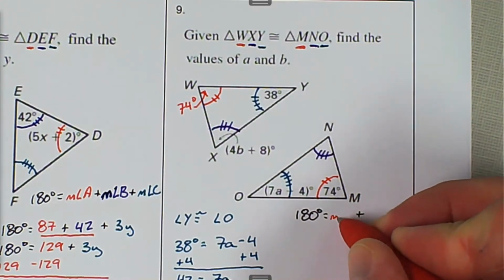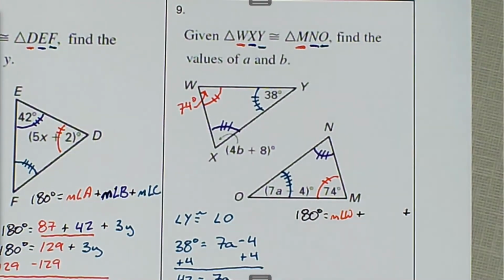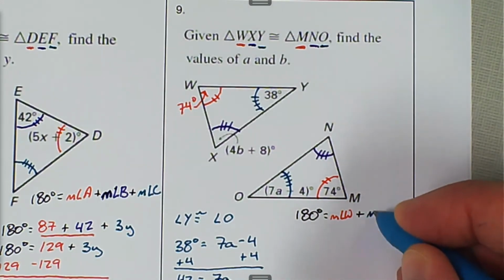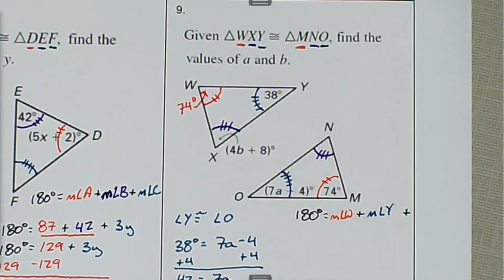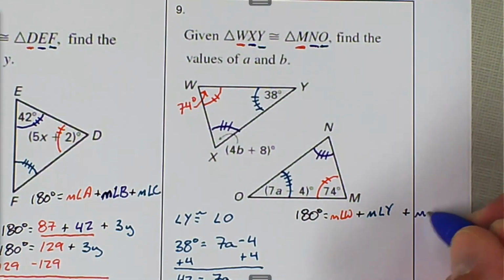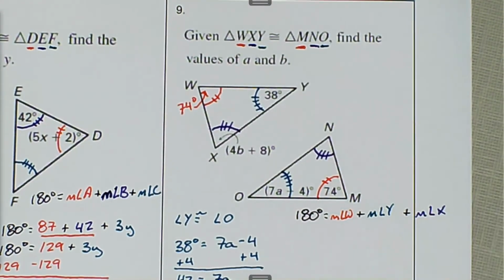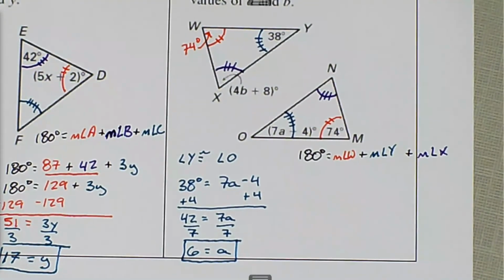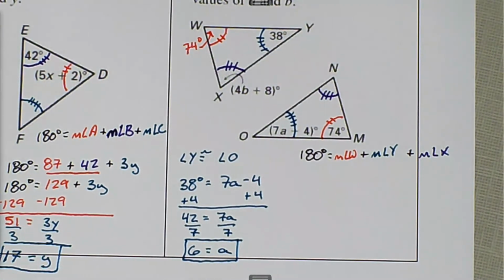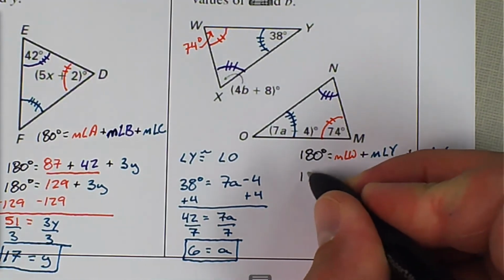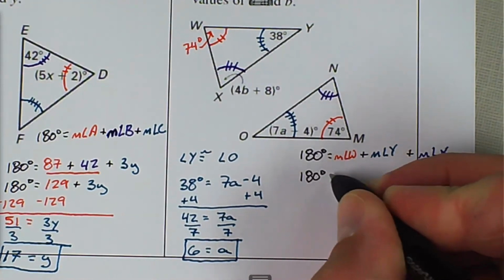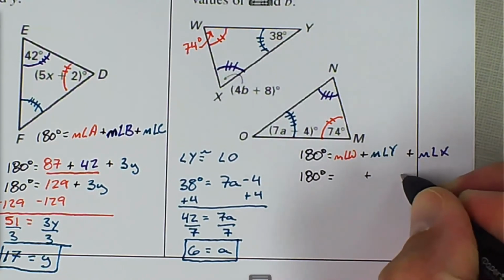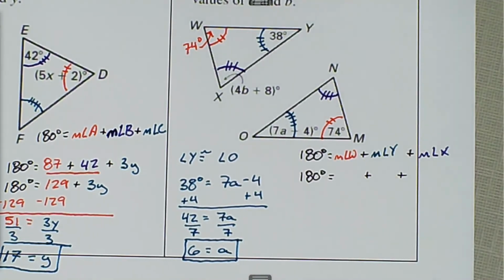So measure of angle W plus the measure of angle Y plus the measure of angle X, and now we can substitute the values in. So we have 180 degrees is equal to those all added together.